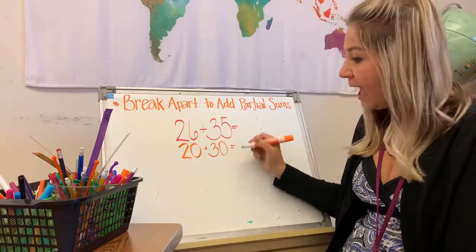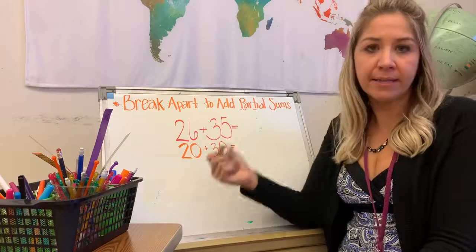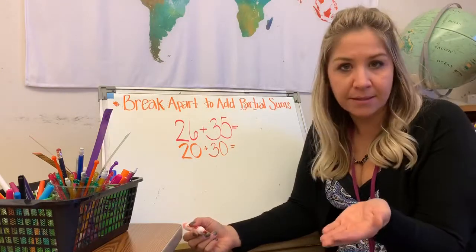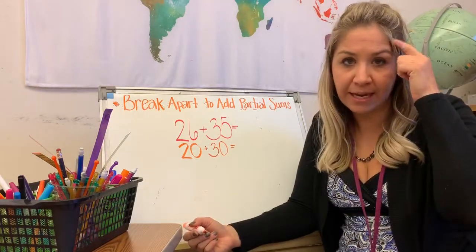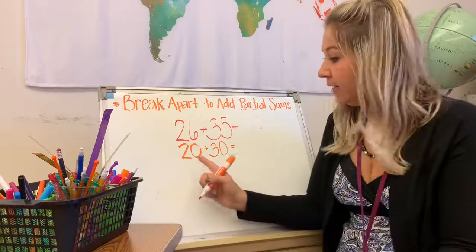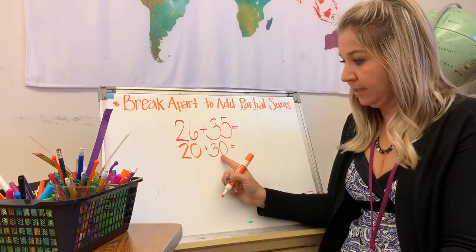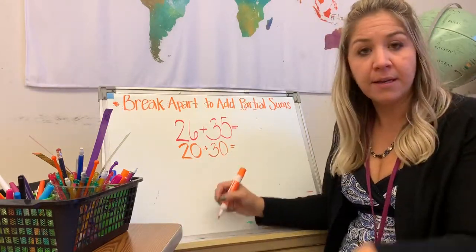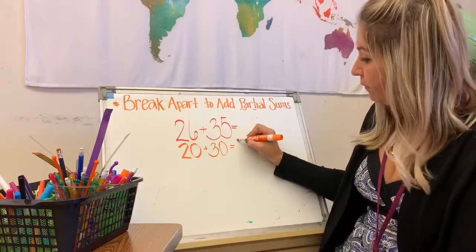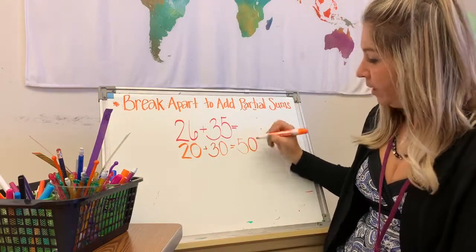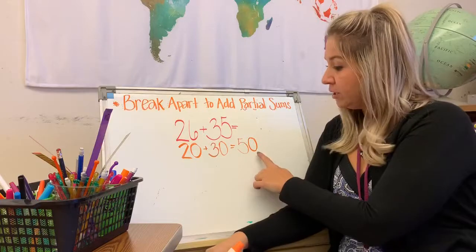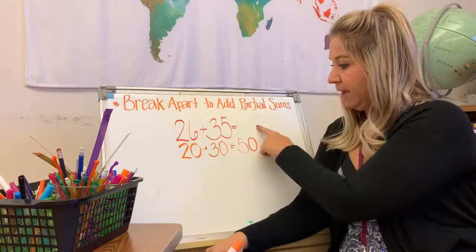I now have numbers that end in 0. When we have a number that ends in 0, we can mentally add it just a little bit quicker. I know that 2 10s plus 3 10s, or 20 plus 30, is 5 10s, or 50. But I'm not done yet. This is just part of my final sum.